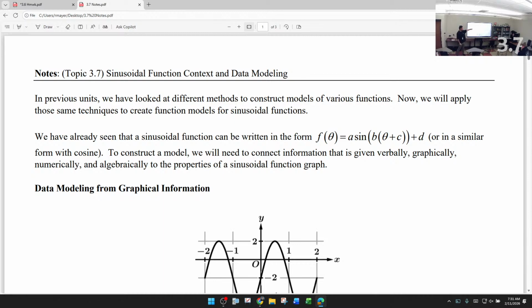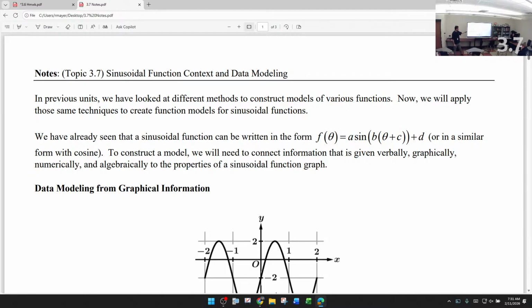In previous units, we have looked at different methods to construct various functions. Different units, unit 1, unit 2. We've looked at exponential functions. We've looked at logarithmic functions. We've looked at polynomial functions. We've looked at quadratics even. Maybe we've looked at a couple of linears. Now we're going to apply those same techniques to create function models for sinusoidal.